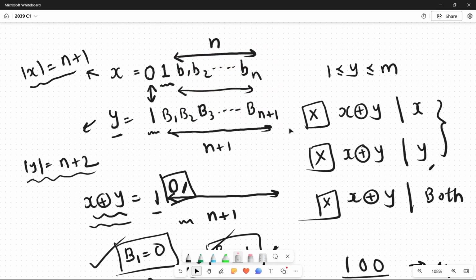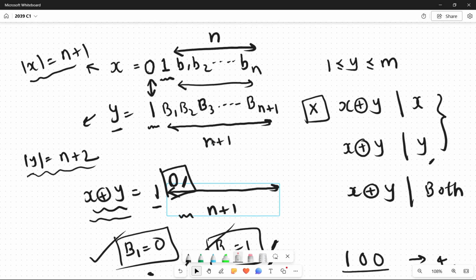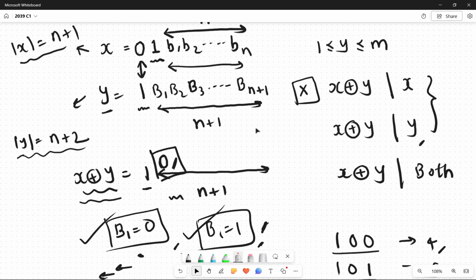So basically I am seeing that the length of x is less than the length of this x XOR y, so x XOR y won't divide x. Sorry, x XOR y won't divide the x. And let us see if it divides y or not.